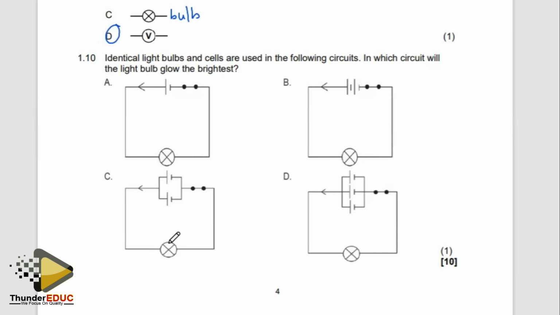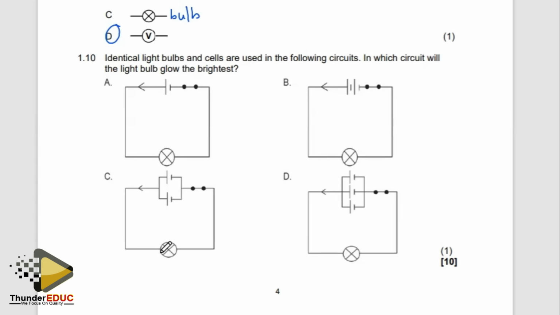Identify light bulbs and cells that are used in the following circuit. In which circuit will the light bulb glow the brightest? So we have circuit number A. We only have one bulb and one cell there. Yes, that's correct. Then move on to circuit number B. We have two cells and one bulb.